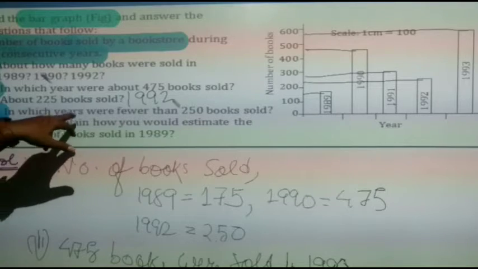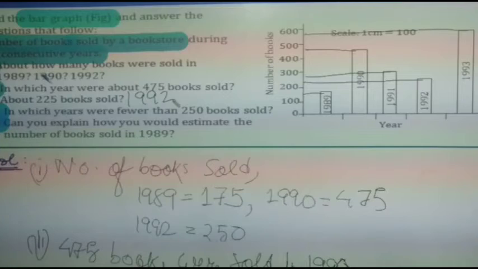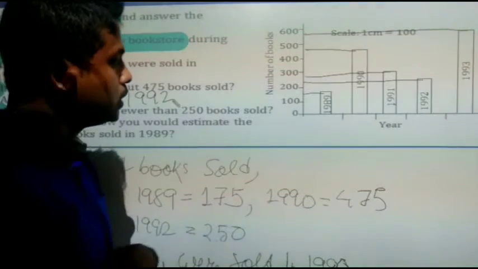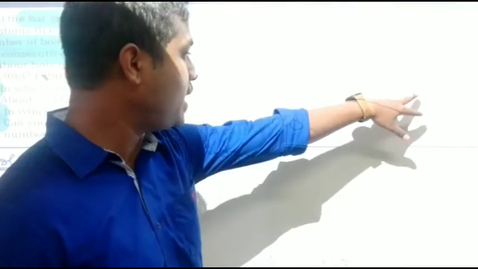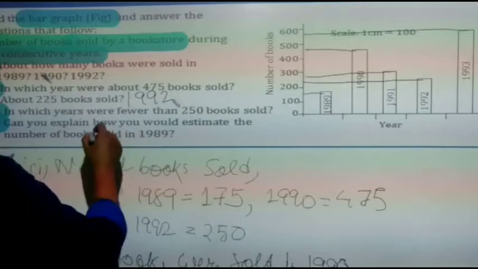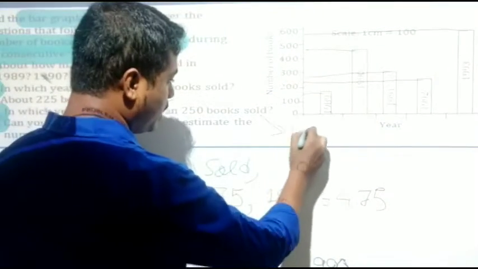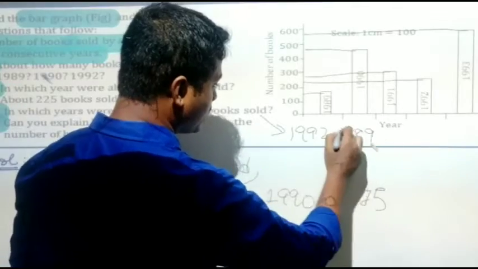Next, in which years were fewer than 250 books sold? There are 2 years there. One is the year 1992. The other one here is 1989. So for this answer number 3, it will be 1992 and 1989. This will be your answer.